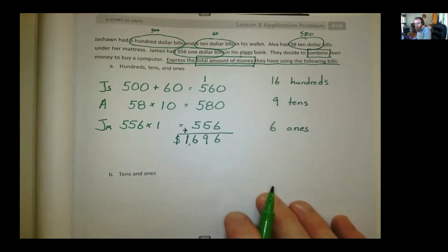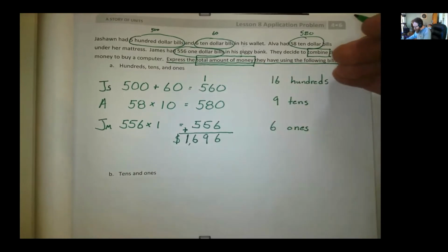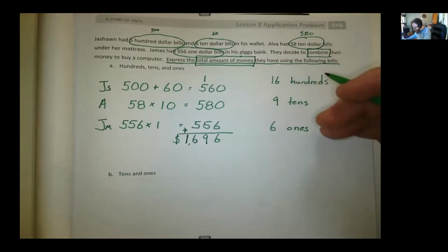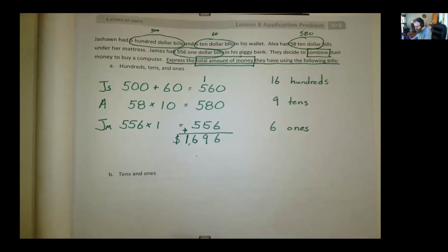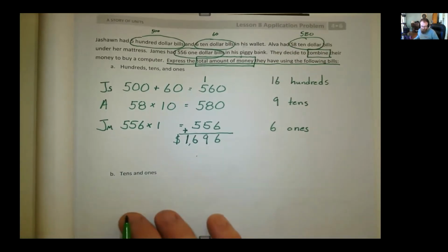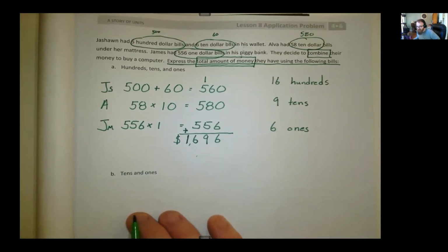That's your complete answer for part A. 16 hundreds, 9 tens, 6 ones. $1,696. Now, how can we show that same amount in just tens and ones?